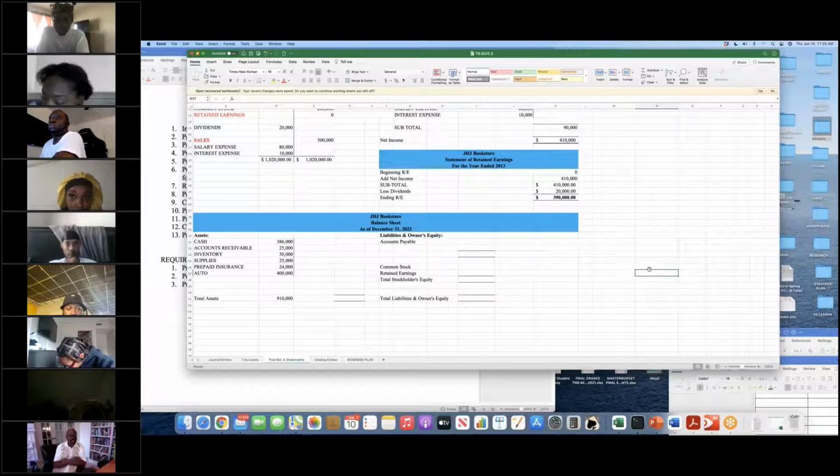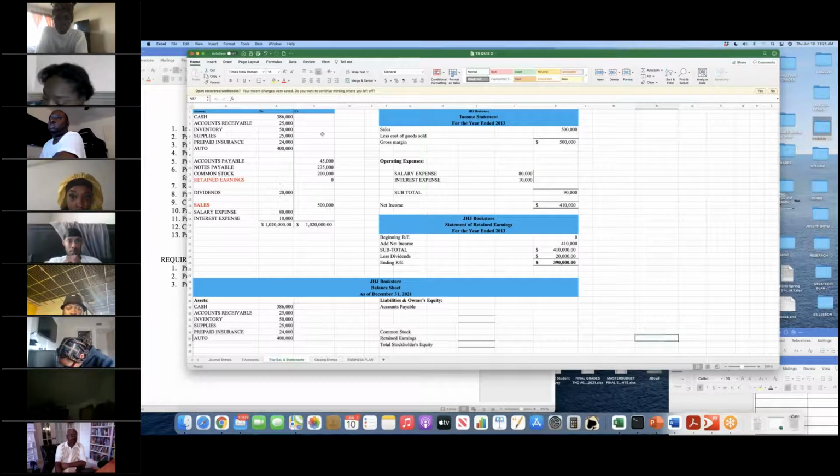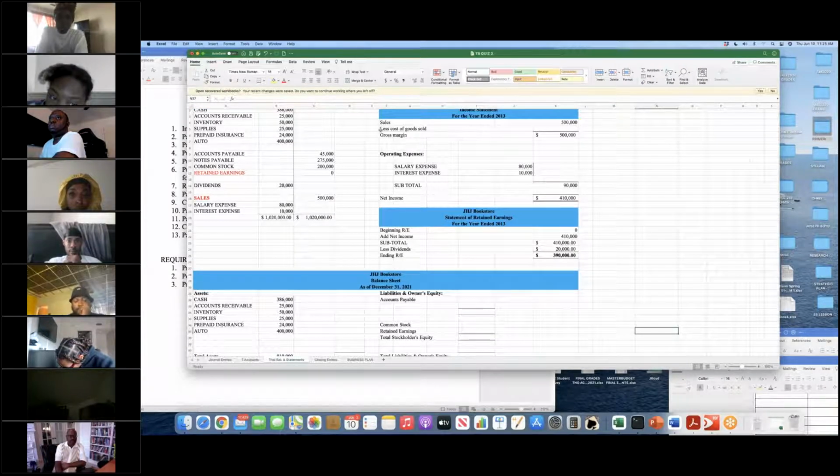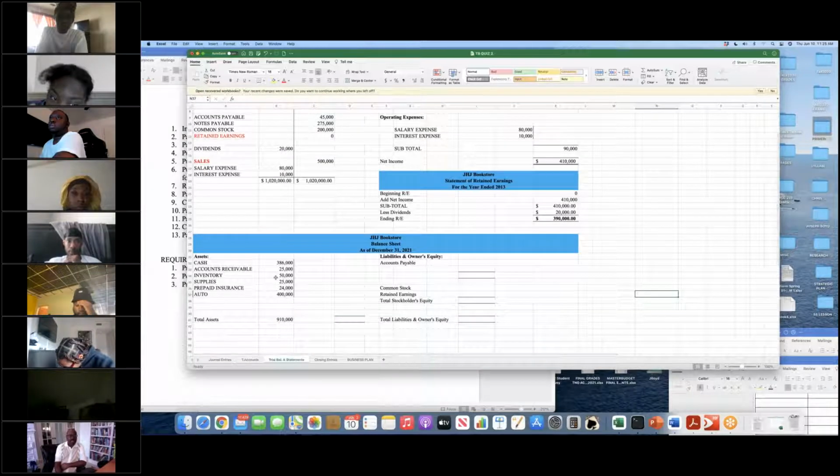So the total assets in the business are 910. That is these items up here. Next, we want to pick up the liability. What we're trying to do is to make sure the assets are going to equal the liabilities plus the owner's equity. Assets have to equal liabilities plus owner's equity.